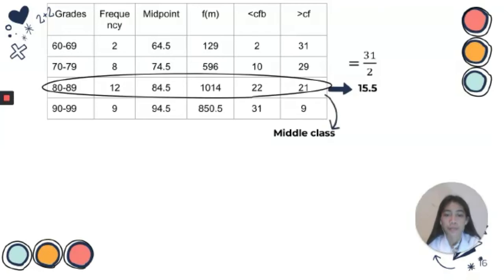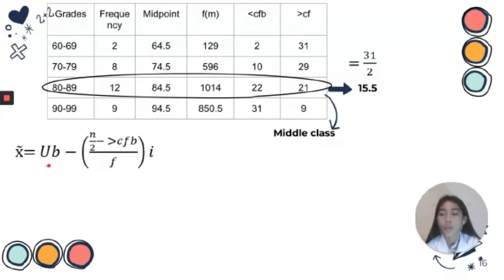So, to check if tama nga yung nakuha natin na median, gagamitin natin yung isang formula, which is parehas lang po siya. Ang mababago lang is, kung dati lower boundary yung ginamit natin at addition yung ginamit natin, dito naman is median is equal to upper boundary minus the quantity of n over 2 minus greater than cumulative frequency before, divided by frequency times interval.